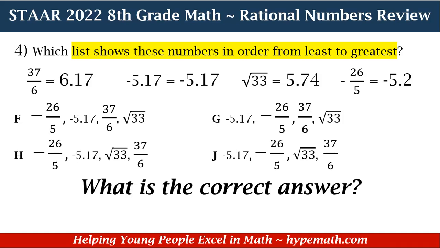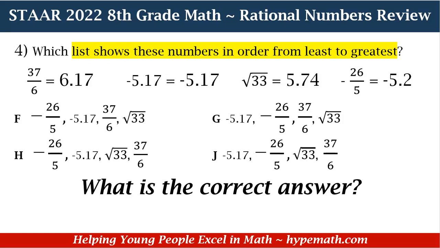So again, looking at our answer choices, we see that there are two numbers that start with negative 26 over 5 and two that do not. So right now, G and J are out of the running because they do not start with negative 26 over 5, which we do know is the smallest number, because again, when dealing with negative numbers, the larger the number, actually, the smaller it is, okay? So we said negative 26 over 5 is first, negative 5 and 1700ths is next.